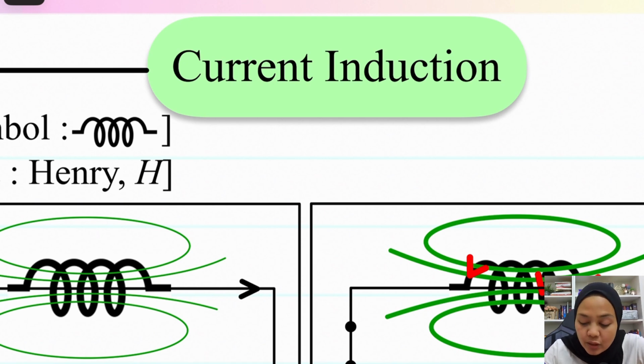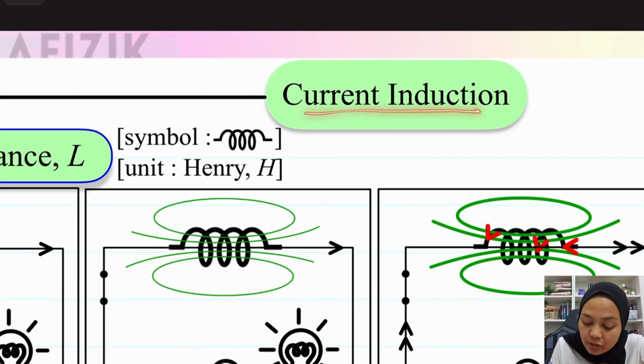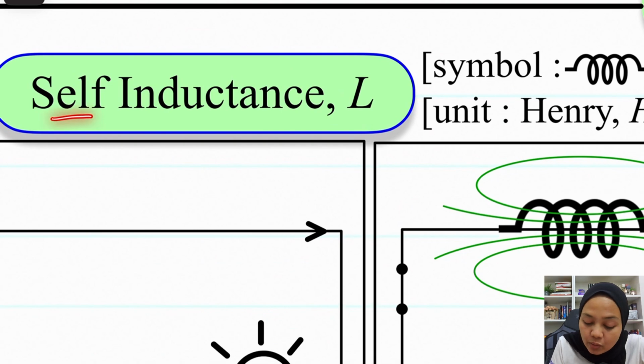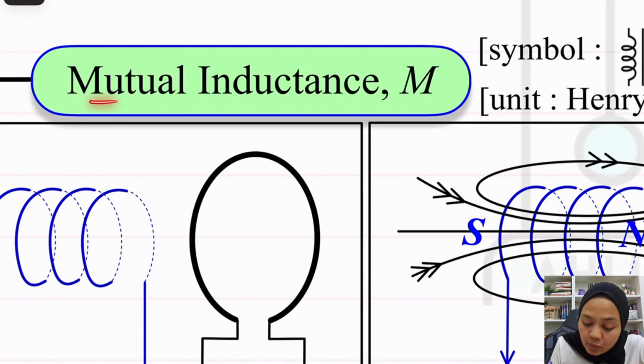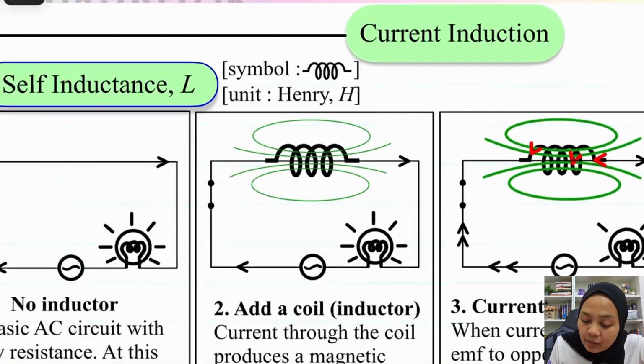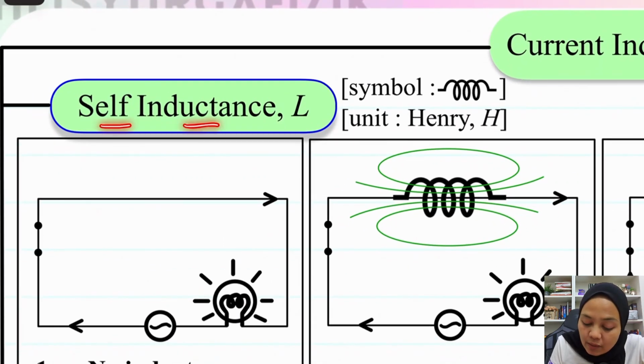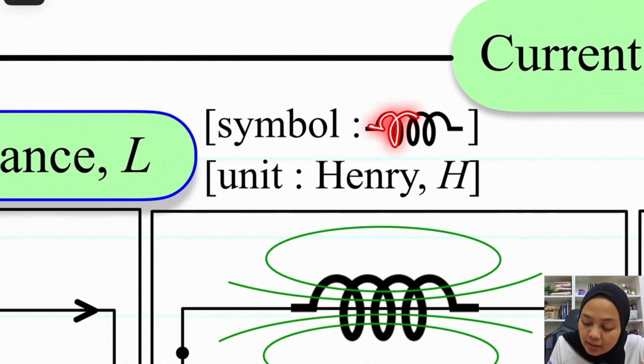Hello everyone, in this video we're going to learn about current induction. First we're going to go to self-inductance, which has the symbol L, and later on we're going to go to mutual inductance, with the symbol M. For the first one, which is self-inductance, the symbol is like this.